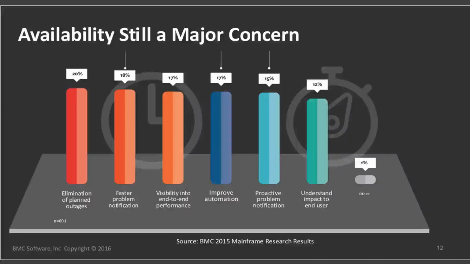So elimination of planned outages is an effort we're always working on. That was number 1. And then the rest of them kind of grouped together as all number 2. And it's interesting to see that faster problem resolution, improved automation, and proactive problem notification are on the list. And that's one of those where we'd say, but haven't we been doing that all along with the mainframe? And so the answer seems to be maybe things have to be done a little bit differently.